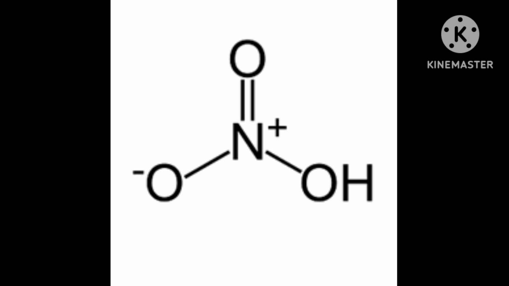Now the balanced equation I am telling you. 4NH3 plus 5O2 gives 4NO plus 6H2O. And what is the catalyst? The catalyst is platinum or rhodium, platinum gauge or rhodium gauge.